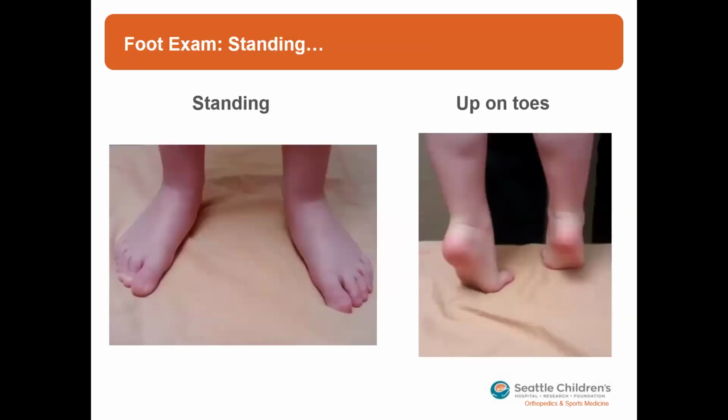While they're still standing, I always have them look at the front and the back. This child is about 3. Notice he has a beautifully collapsed arch, which is normal in a child under 6. When he goes up on his toes, his arch is accentuated, and you can see his heel from behind drops into varus. That's exactly what you want to see.